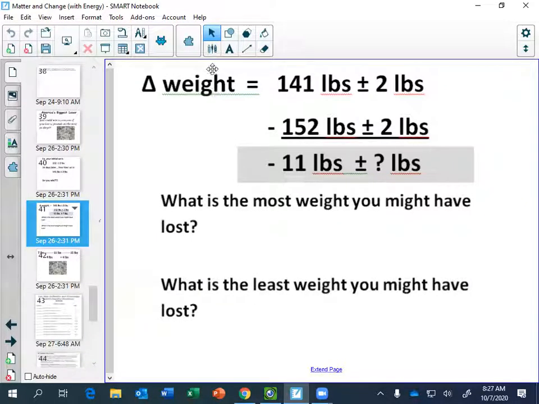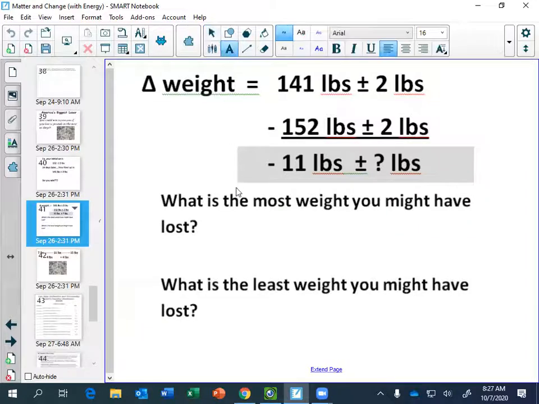So if we think about the most weight that she could have lost, let's say her initial reading of 152 was actually 154, okay, so the plus 2 pounds. And then the final reading maybe was 141 minus 2 pounds, so 139. In this case, the contestant would have lost 15 pounds, okay, which definitely qualifies her for the prize.